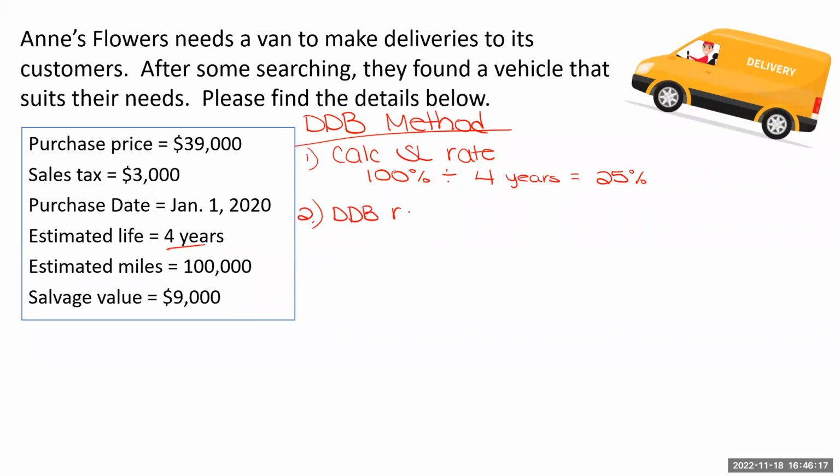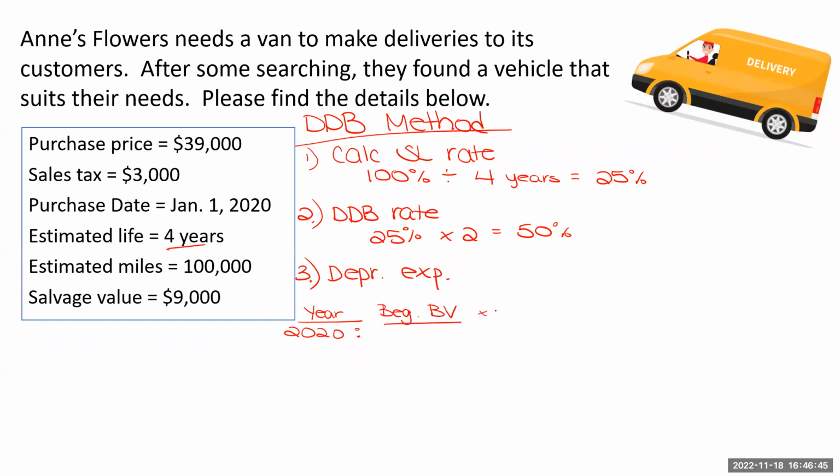Double it. Take your straight line rate. Double it. Now calculate depreciation expense for 2020. Let me give us a little more room. Okay, so here we have our year. Remember the formula I gave you was beginning book value times your DDB rate, which we just solved in step 2 to be 50%. That's going to give you your depreciation expense.